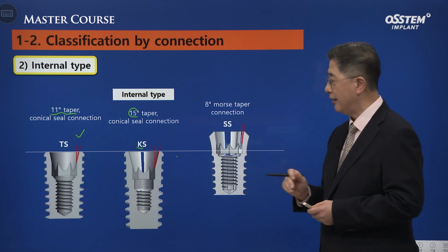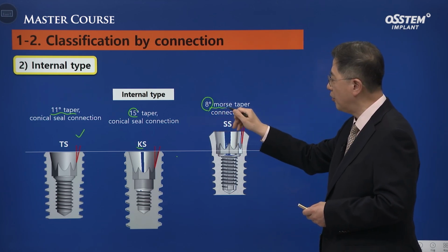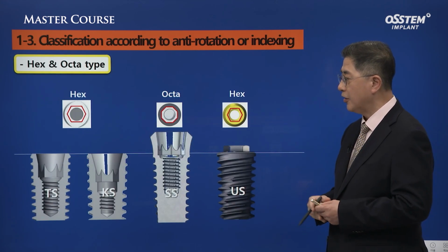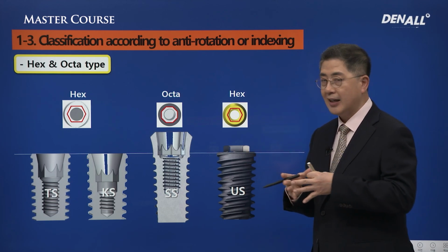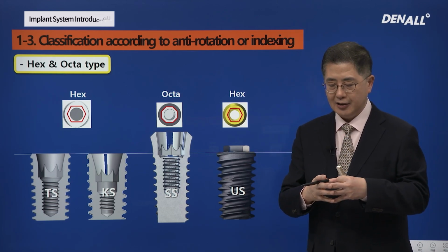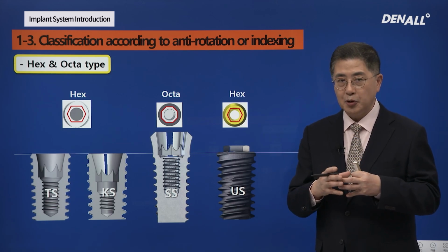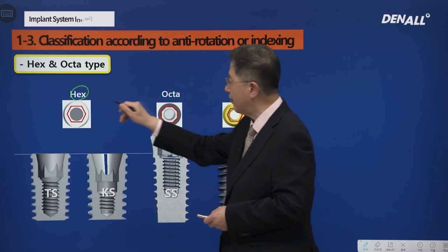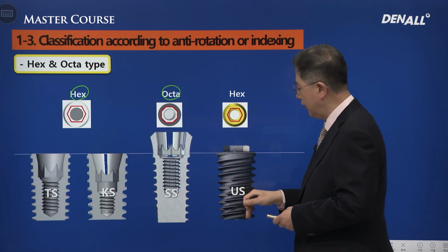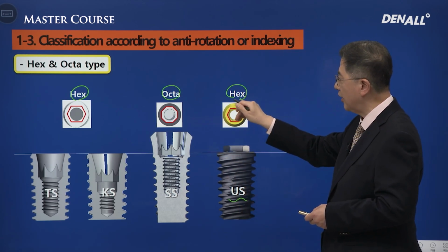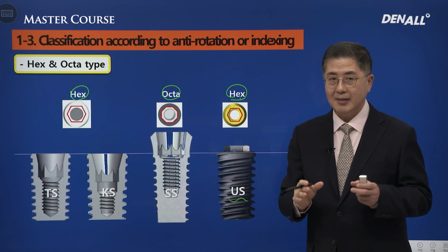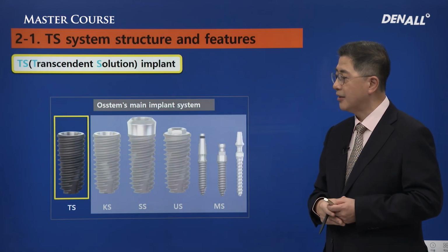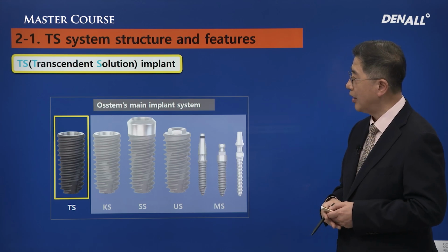So SS implant, which stems from Straumann implant, has 8-degree Morse taper angle and it has internal connection. If you look at internal connection type, there are different taper as well as octa or hex connections. It can be divided into hex or octa on the indexing function, which is related to implant positioning. It may differ depending on the manufacturer, and we can divide depending on the angle. Let's take an overview of different implant systems.